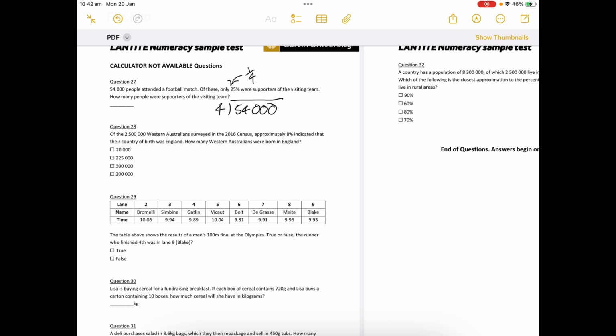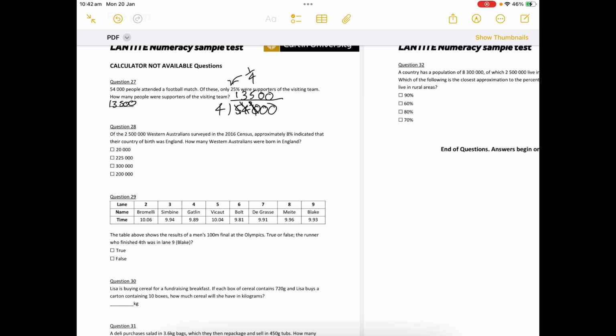Alright, how many 4s go into 5? 1 goes in. Got 1 remainder. How many 4s go into 14? 3 go in, because 12, and that gives me 2 remainder. How many 4s go into 20? 5 of them do, with no remainders, and I've got 2 zeros remaining. So put the zeros back. That means 13,500 people were supporters of the visiting team.